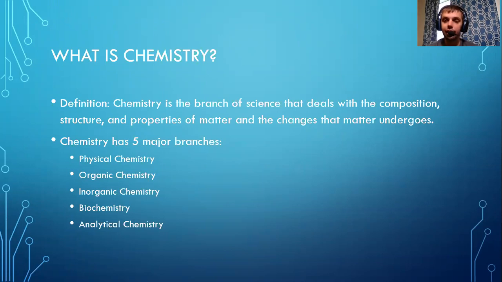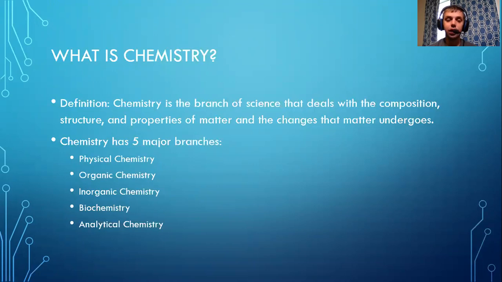So chemistry is defined in your book as the branch of science that deals with the composition, structure, and properties of matter and the changes that matter undergoes. Composition has to do with what is there. Structure has to do with how it's arranged. And the properties are things such as boiling points and viscosity and that type of thing. And then the changes would be its reactions. And we'll get into those terms more as we go throughout.